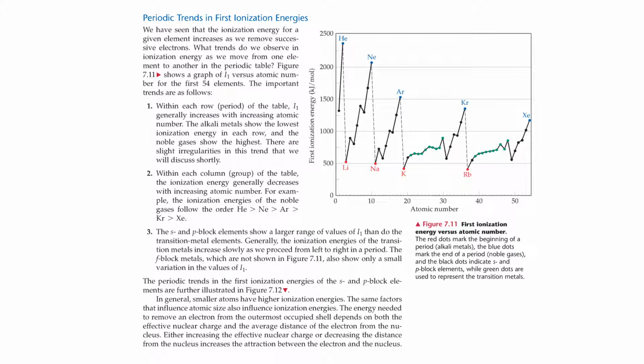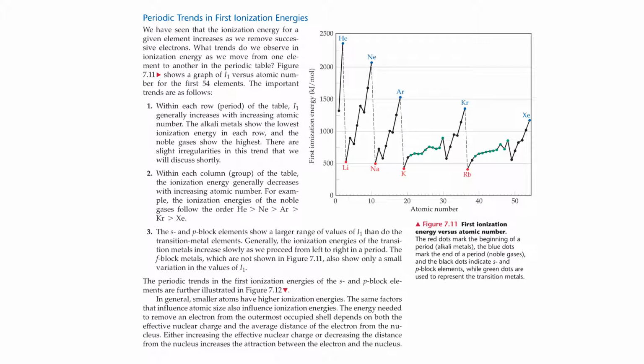Figure 7.11, first ionization energy versus atomic number. The red dots mark the beginning of a period, alkali metals, and the blue dots mark the end of a period, noble gases, and the black dots indicate s and p block elements, while green dots are used to represent the transition metals.